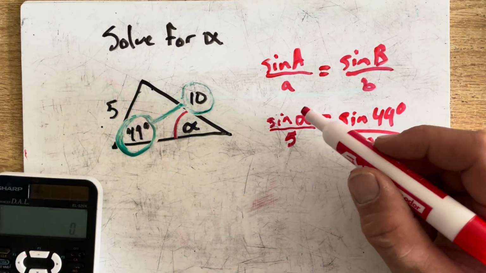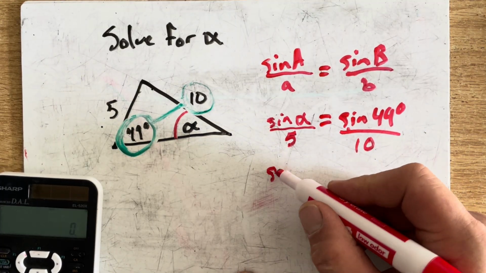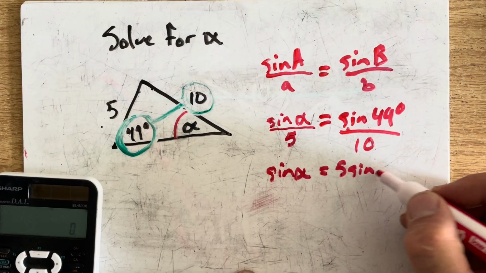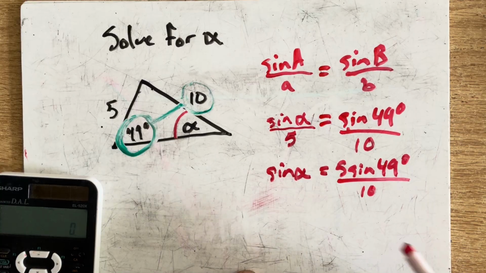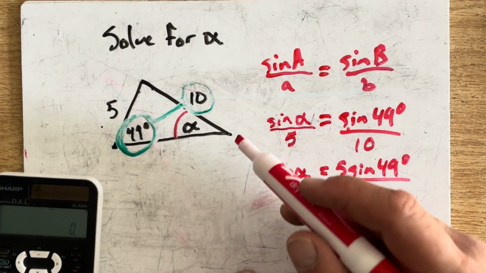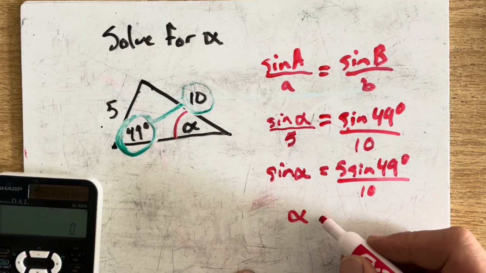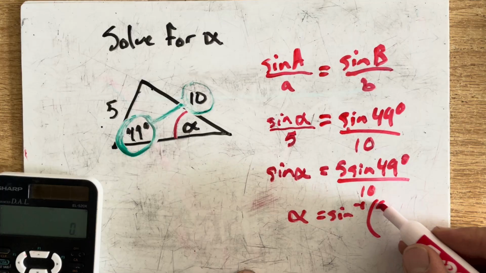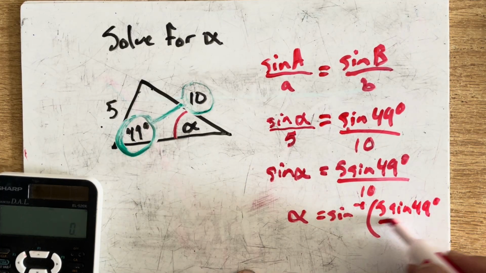Now I just have to isolate alpha. My first step will be to multiply both sides by 5. So I'll have sine of alpha equal to 5 sine 49 over 10. Now I'm not looking for the sine of alpha, but for the measure of alpha altogether, so I'll take the sine inverse of both sides. So I'll have sine inverse of 5 sine 49 all over 10.